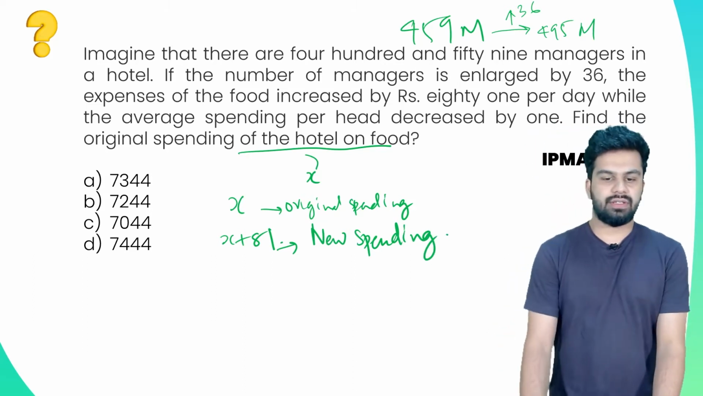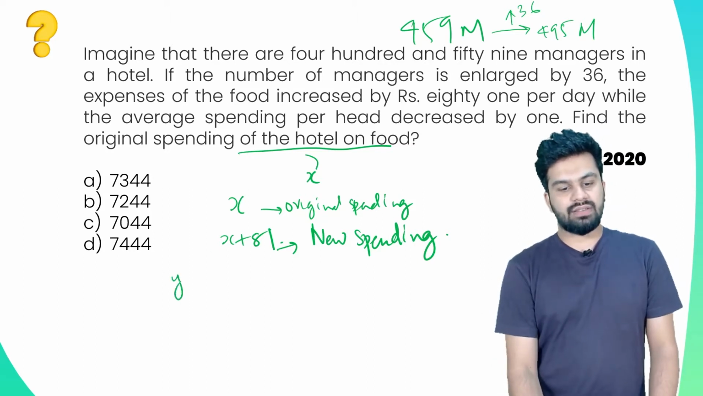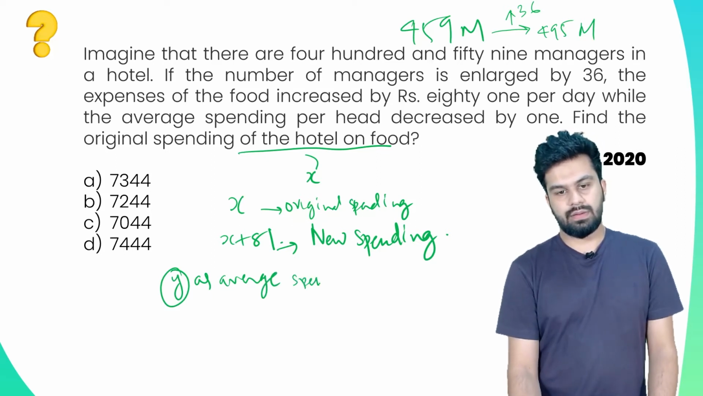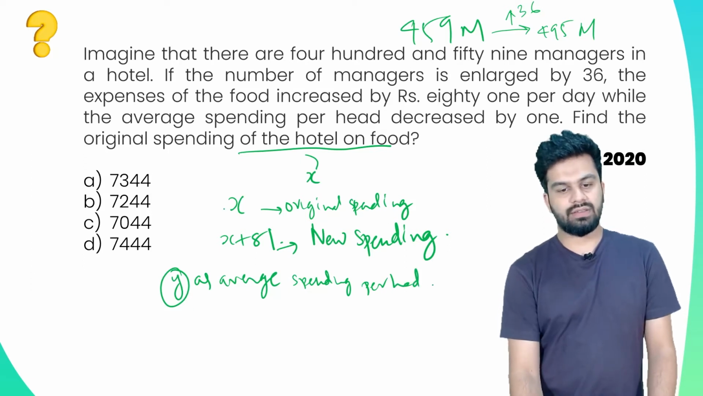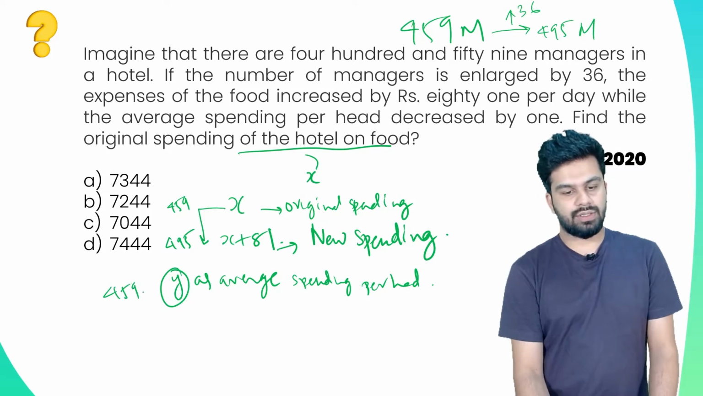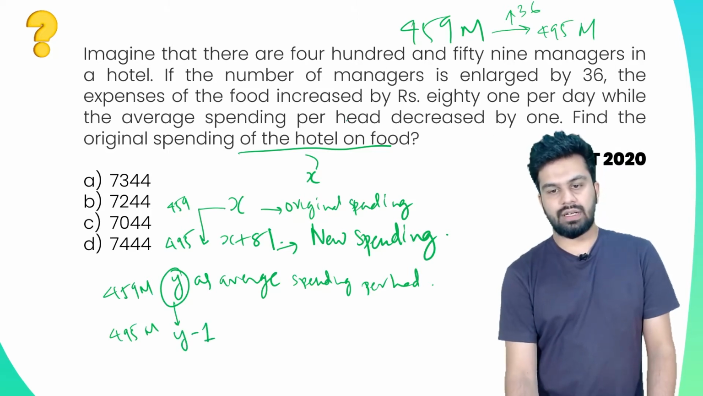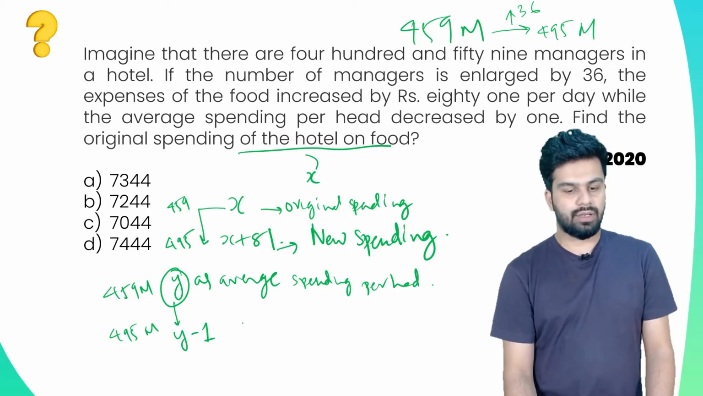And what other data is given in the question? The other data given is the average spending per head. Let us assume y as the average spending per head, and this is decreased by 1 when we increase from x. This is when 459 managers, and this is when 495 managers. That is, y becomes y minus 1, right? The original average is reduced by rupees 1, right? y minus 1. So this is the data that the question has given us.